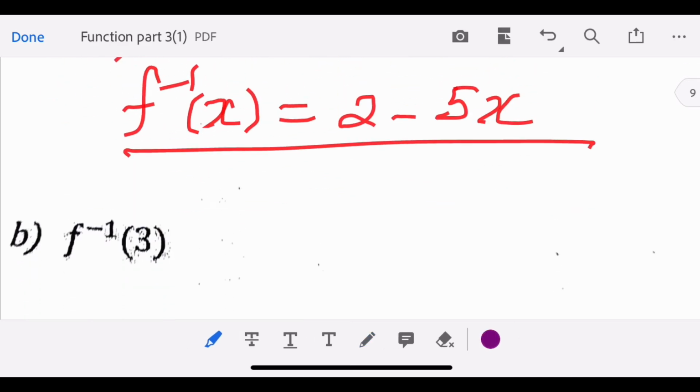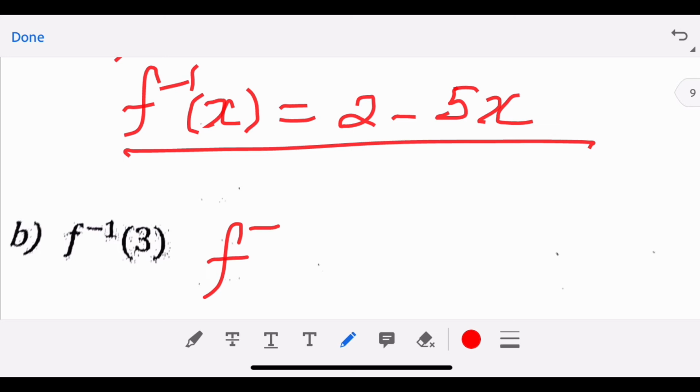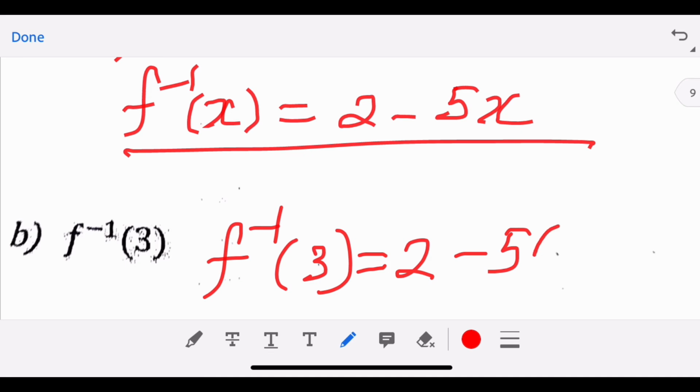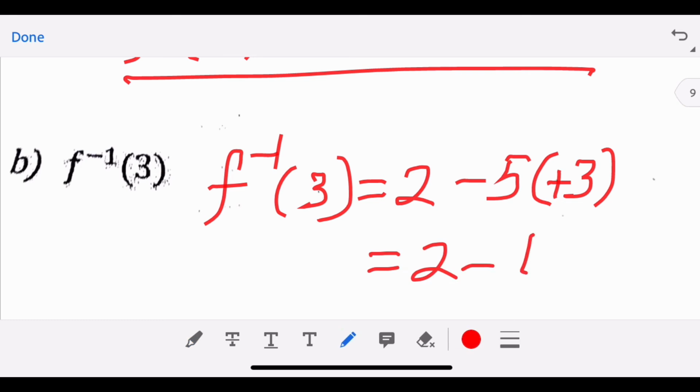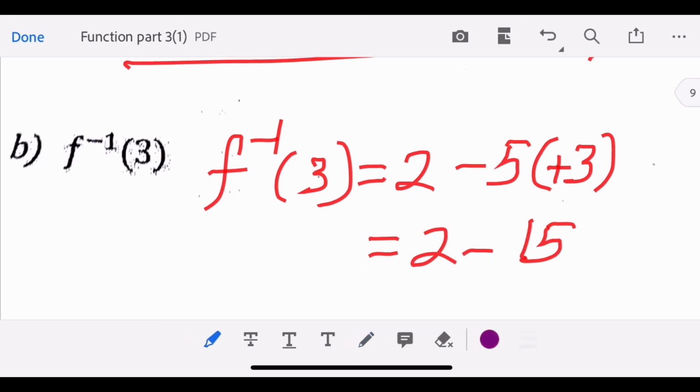Got it? How about 9b? For 9b, you're asked to substitute the 3 inside, is it? So it's quite simple. 2 minus 5, and then you substitute the 3 inside, a positive 3, sorry. So it's actually 2 - 15, right? So the answer should be easy, right?